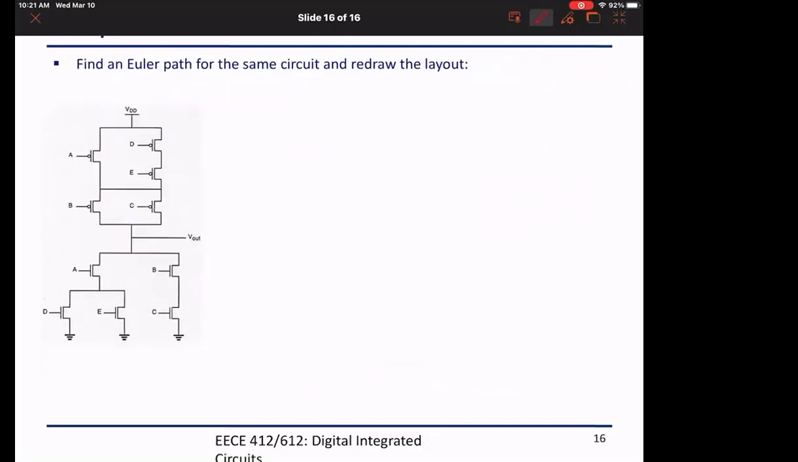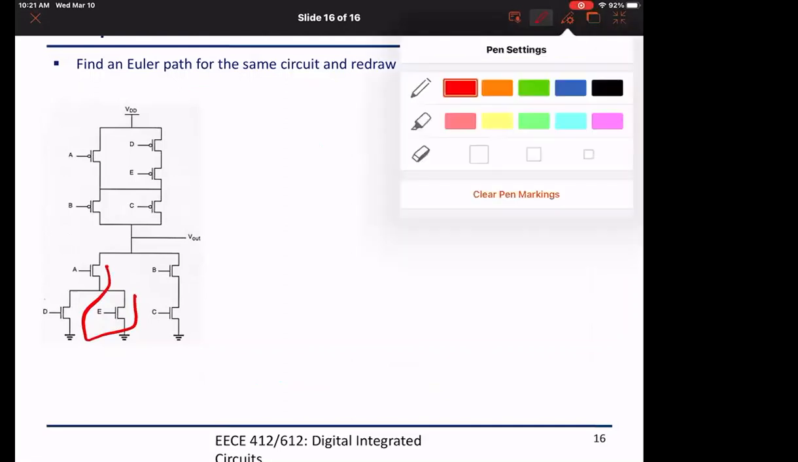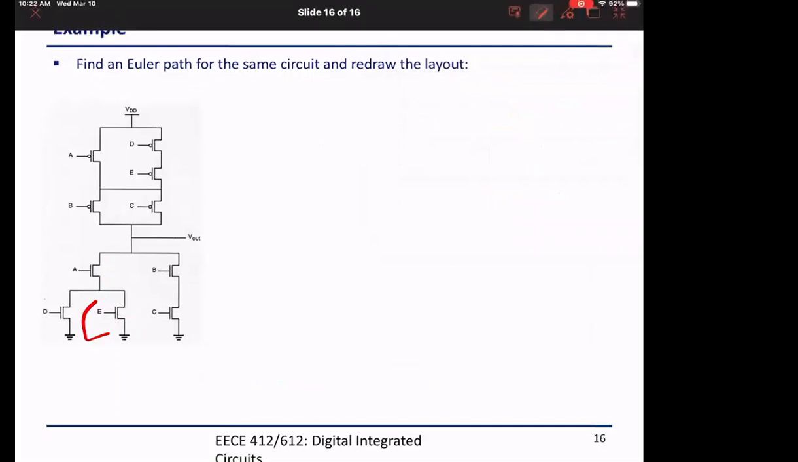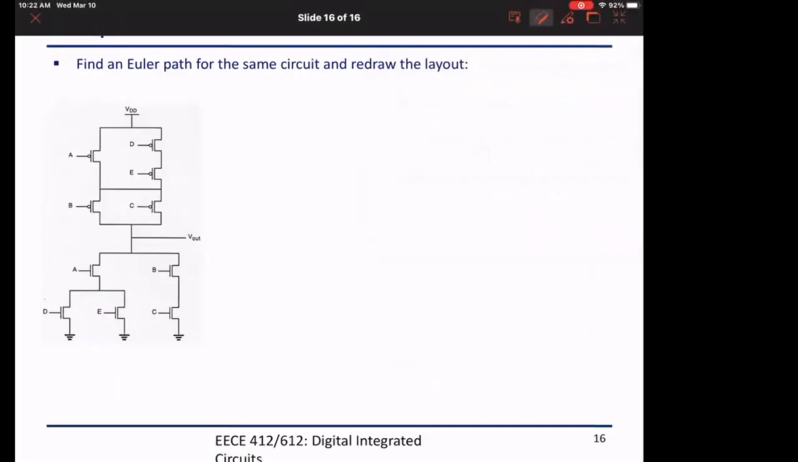So we want to find a path for it and redraw it. Definitely if I go this way I will hurt myself, but I can come back from ground, right? So I can come back from ground to visit a transistor. So what I can do, let us see if I go A, D, A, B, C, E, and let us see if I come here D, A, B, C, E, okay?